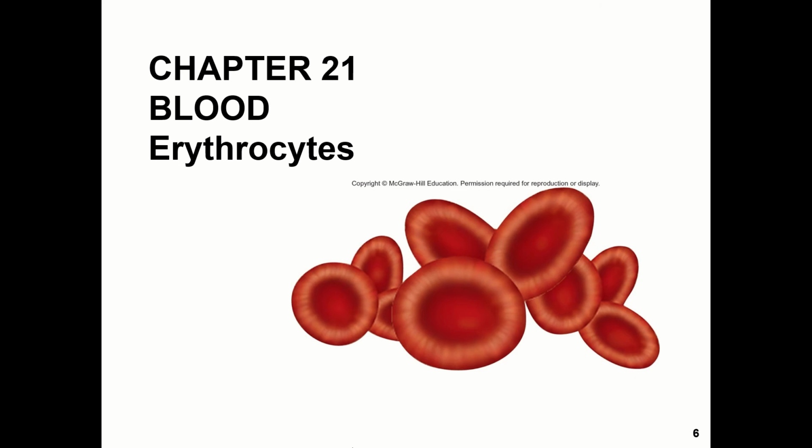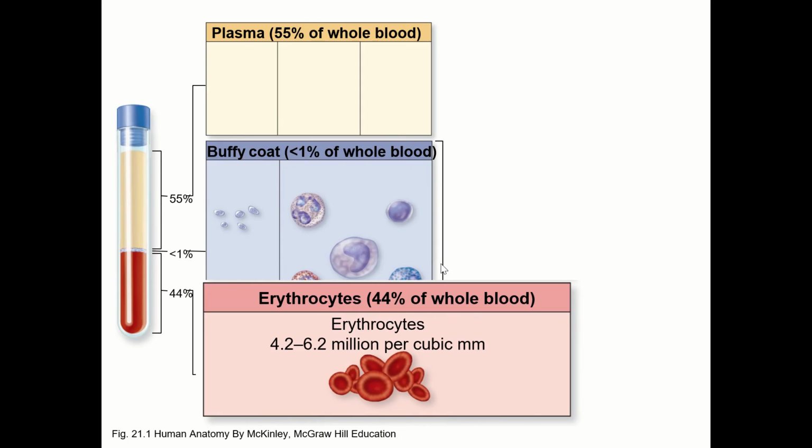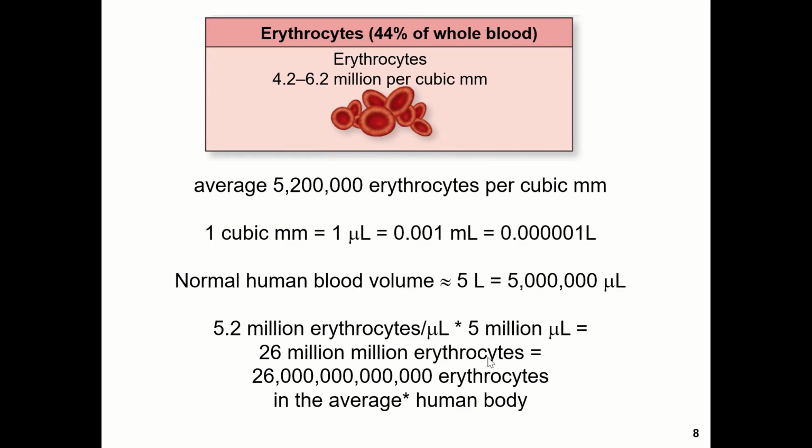In this section, we're going to talk about erythrocytes, which are the actual red blood cells. So remember, this is the densest part of the blood, and it's about 44%-ish of the volume of your whole blood. Now, there are a ton of erythrocytes. They are very, very small, and there are about 4.2 to 6.2 million per cubic millimeter.